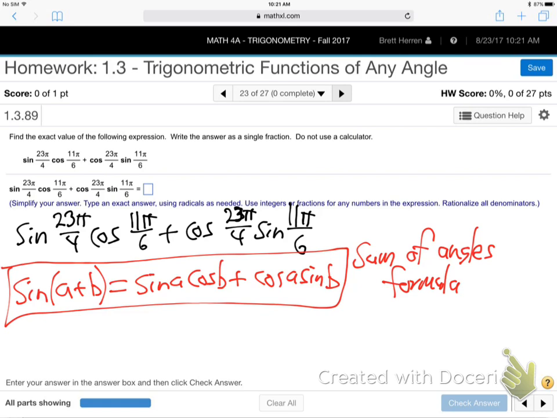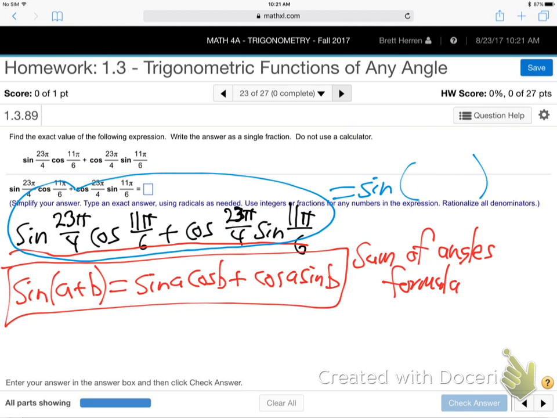So when I see this sine, cosine, cosine, sine thing, I think, oh, they're doing the add 'em up thing. I recognize that. So what they want here is for me to say, do you all see this now? This is really equal to the sine of those two angles added: 23 pi over 4 plus 11 pi over 6. Does that make sense for the first step?